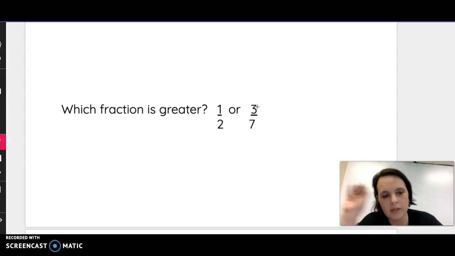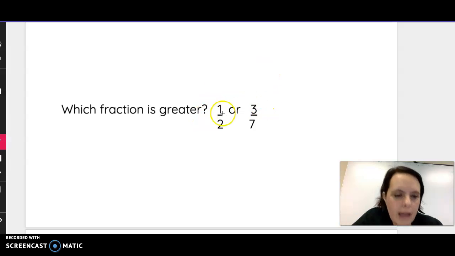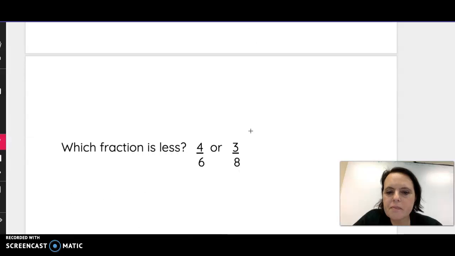Now we're going to look at another strategy for figuring out what is bigger. We're going to use thinking about halves. So we want to compare 1/2 and 3/7. We want to think about what's half of 7. Half of 7 is 3 1/2. So 3 is less than 3 1/2, which would mean that it is less than half. So I know 1/2 is bigger. Using the half benchmark is a great way to find that answer.